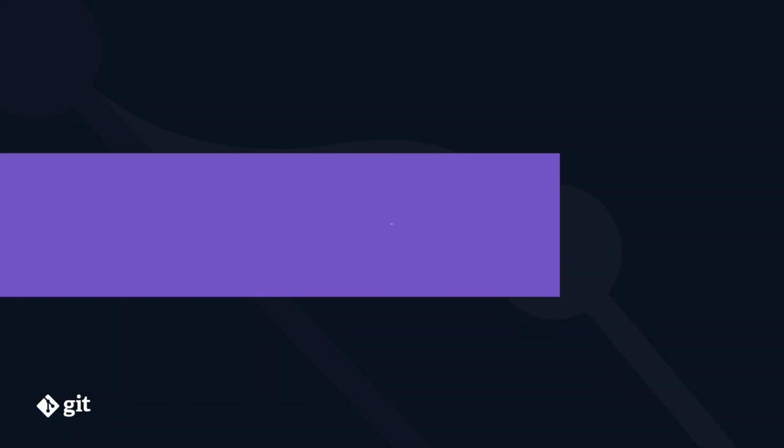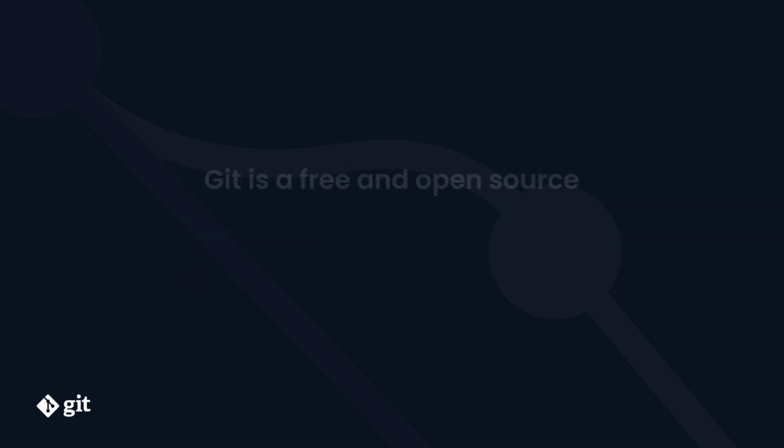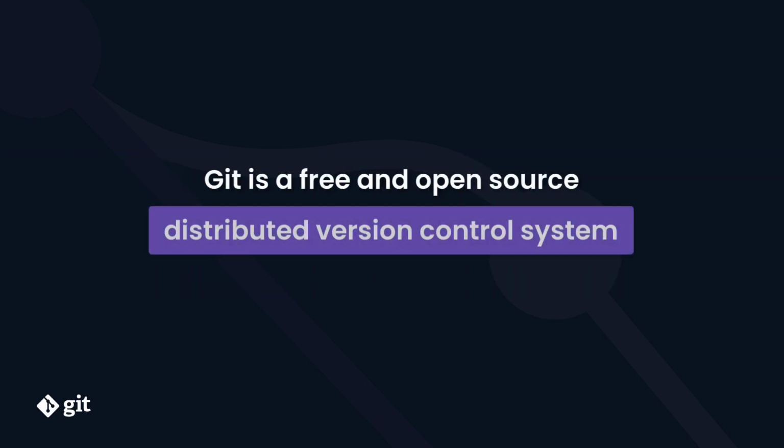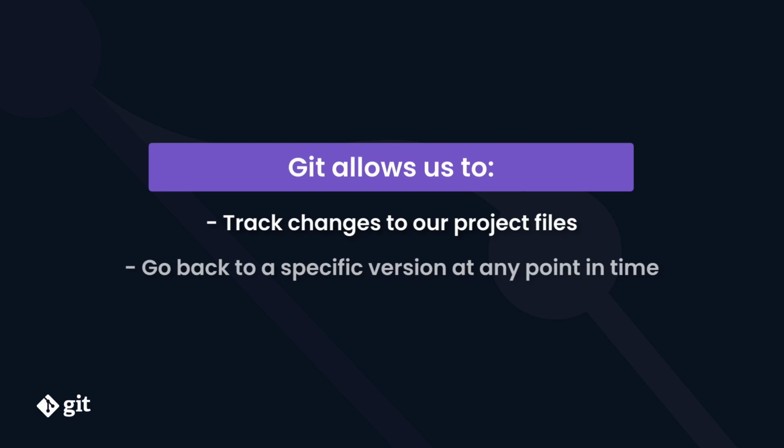Hi, in this lesson we're going to cover the basic fundamentals of Git. Git is a free and open source distributed version control system. It allows us to track changes to our project files and go back to a specific version of the project at any point in time. Let's see a practical example of how it works.